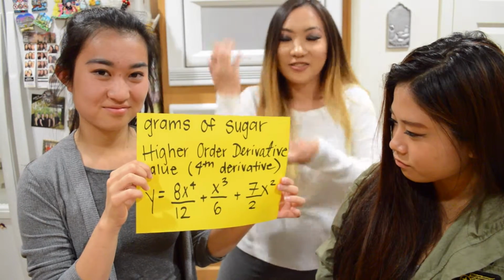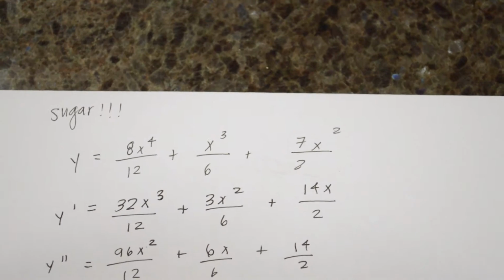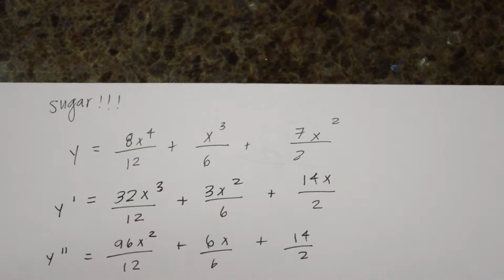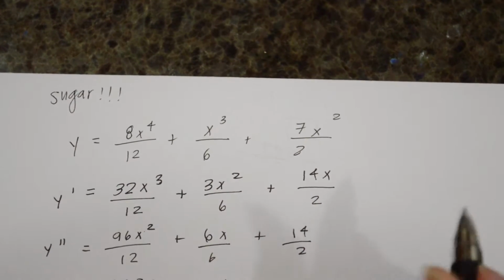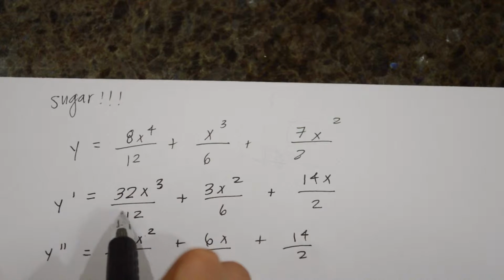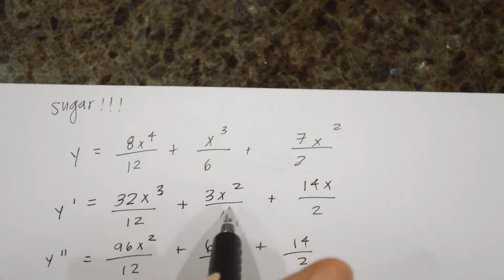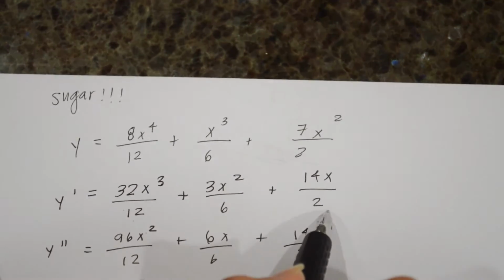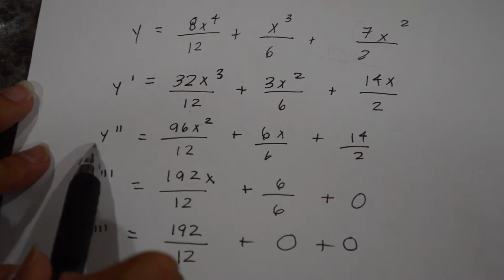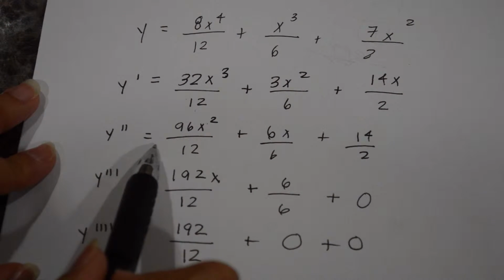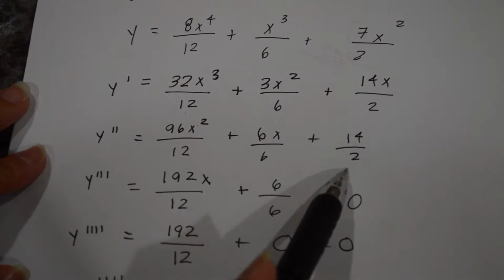So now let's solve for this equation. Okay, so we're going to be using the higher order derivative to solve for how many grams of sugar is inside the brownie mix. So let's first take the first derivative of the equation we're given. So that would be 32x cubed over 12 plus 3x squared over 6 plus 14x over 2. And now let's take the second derivative. It would be 96x squared over 12 plus 6x over 6 plus 14 over 2.